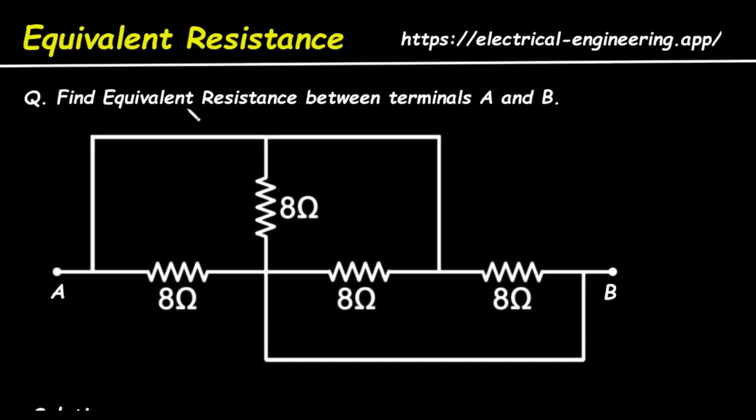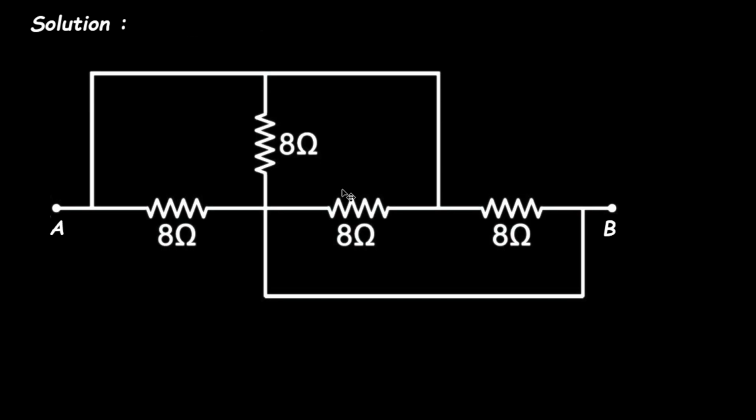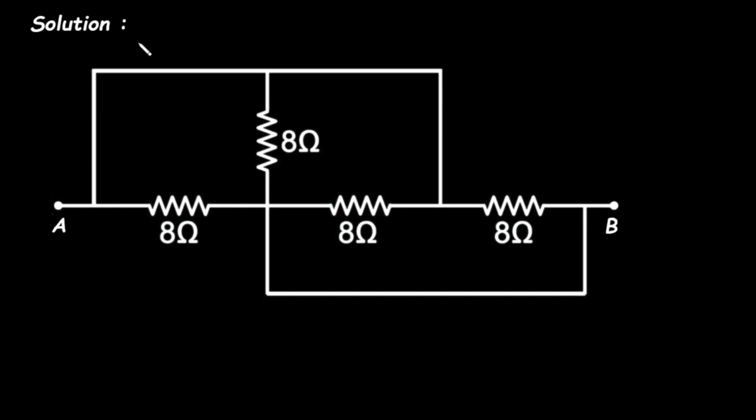Question: find equivalent resistance between terminals A and B. Now here for this circuit, we have to determine its equivalent resistance. Solution: first of all, we will take this circuit. Now first we will simplify this circuit.